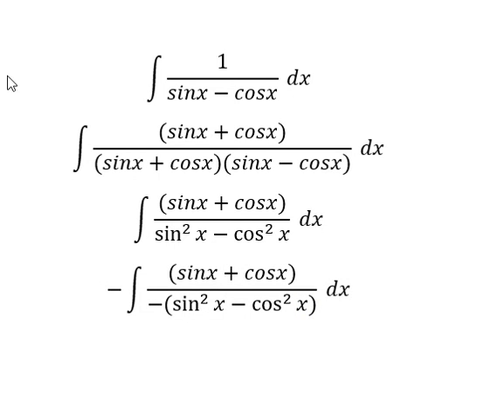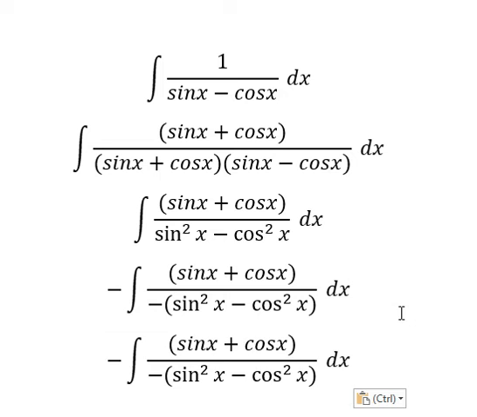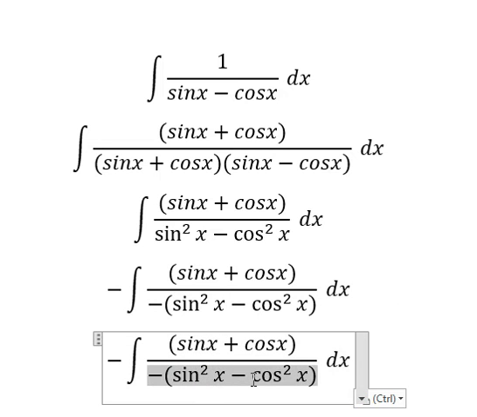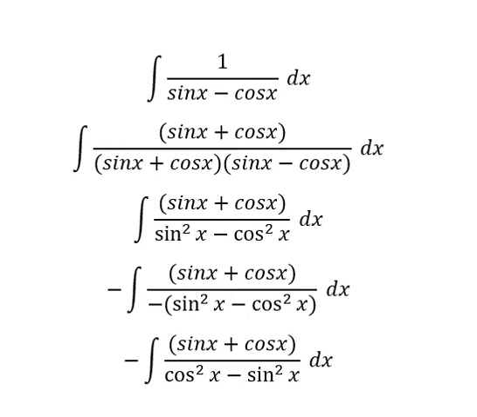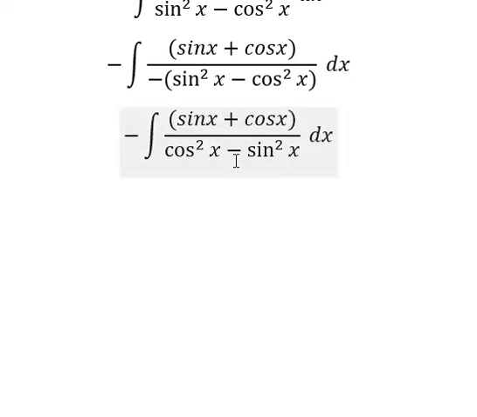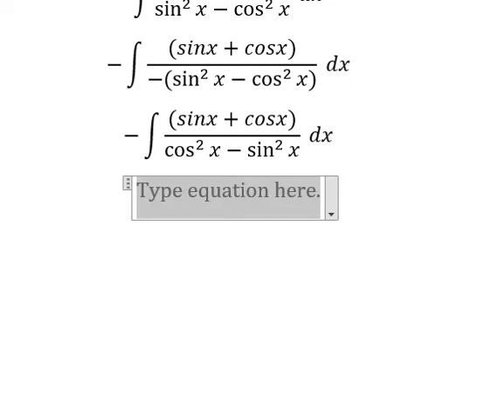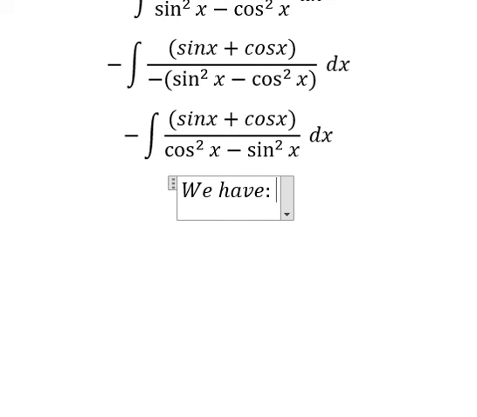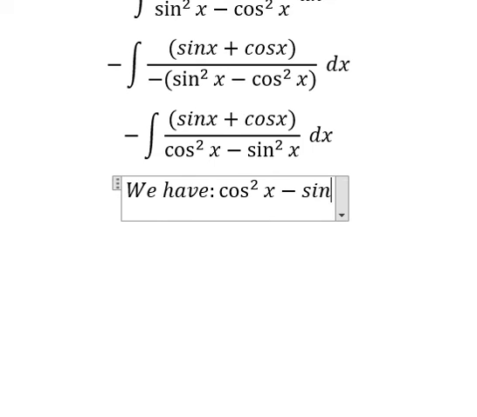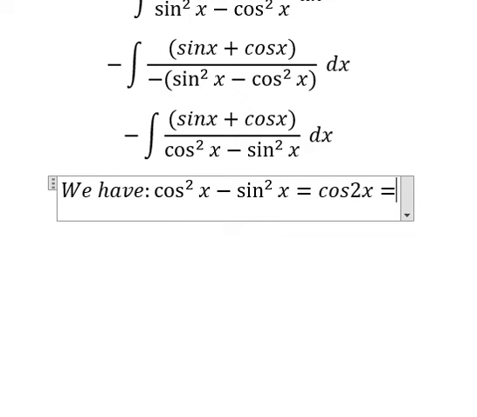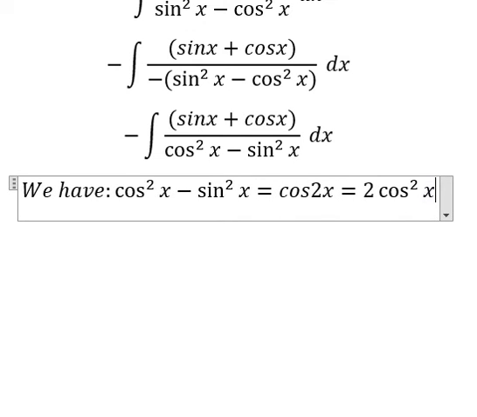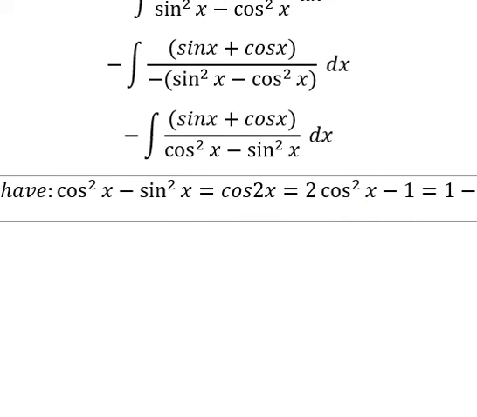So we need to change the sign of this one, and that is about cosine x squared minus sin x squared. So we have the formula in here. That is about cosine 2x, and this one that is about 2 cosine x squared minus 1 and 1 minus 2 sin x squared.